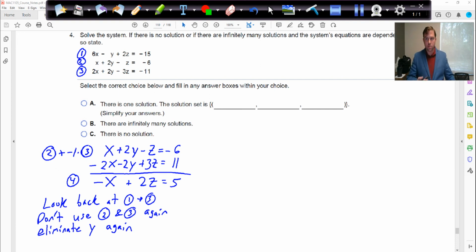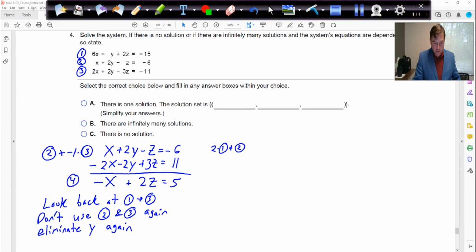And you can do those steps every time. Pick a letter, eliminate it from two equations. Now pick two different equations, eliminate the same letter. So we're trying to get rid of y. Well, let's take 1 and 2, and let's do double 1, and then we can add it to 2, and we will get the two y's to cancel again. So let's double 1, add it to equation 2, and that should eliminate y again.